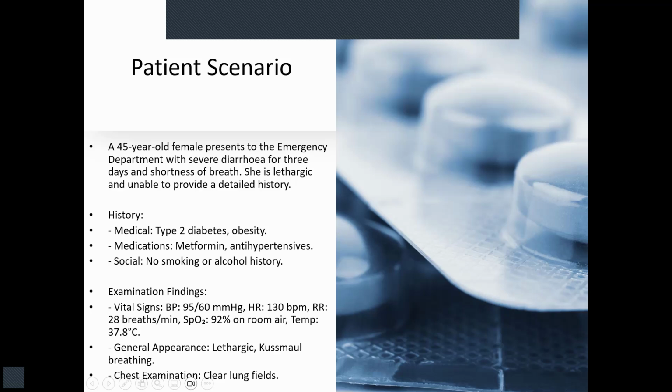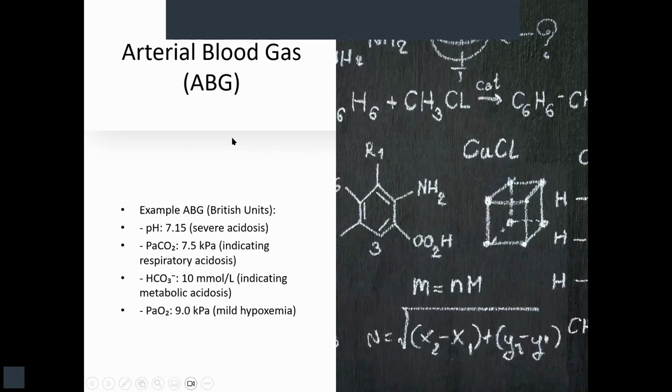So even before you get all your results back, you might already be thinking of a DKA and possible electrolyte abnormalities. There may, of course, be a renal impairment as well because the patient is on metformin. So there are quite a few things that may be going on here. But let's have a look at the ABG.